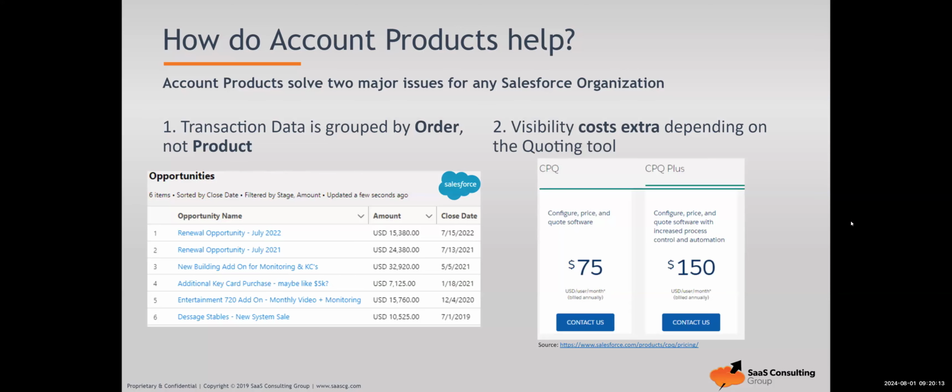So this essentially solves for two major problems if you just have Salesforce CPQ. Number one is that all of the transactional data is grouped by opportunities and by orders. It's not really grouped by product, so you don't really get a sense of reporting at that product level or even product family level.